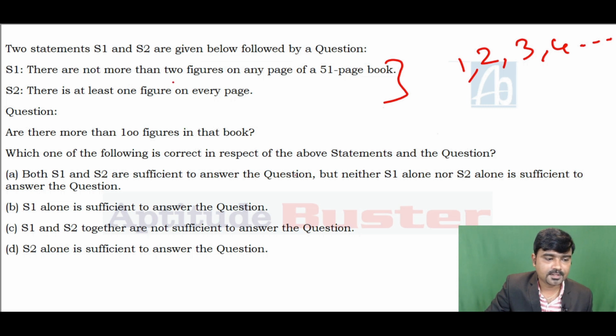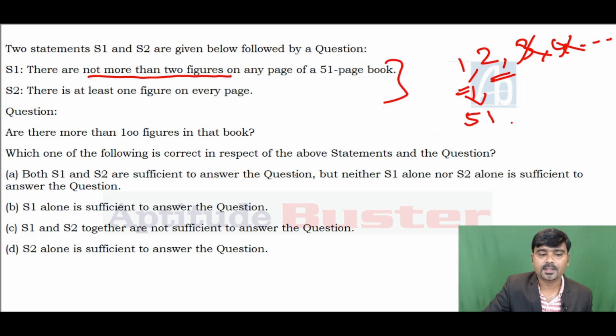Okay, now combine with the first statement. Not more than 2 figures. So you can eliminate these possibilities, right? Either 1 or 2. If I take 1, 51 figures. If I take 2, 1 or 2 figures. Even if you combine two statements together also, you cannot say anything definite, yes or definite no.